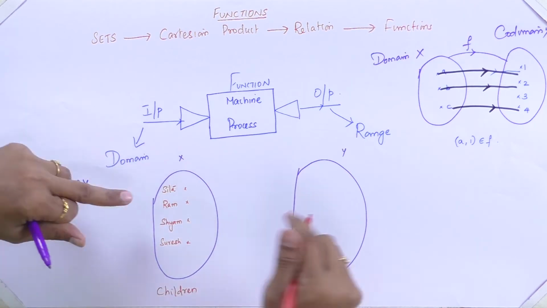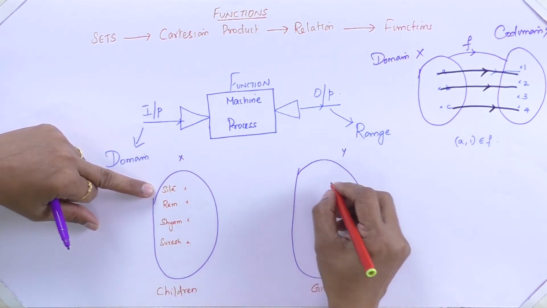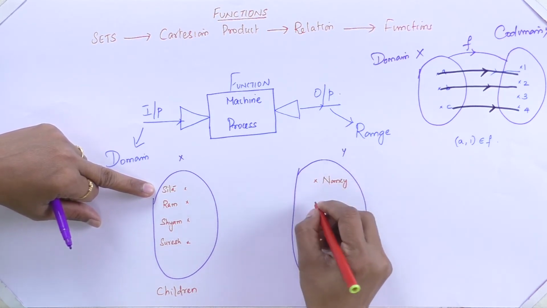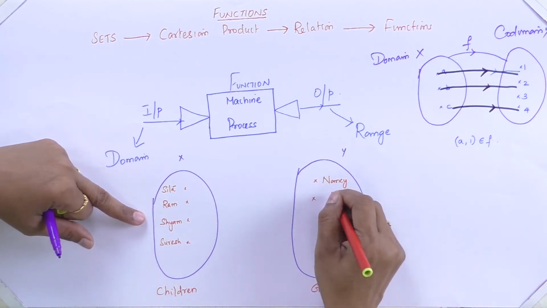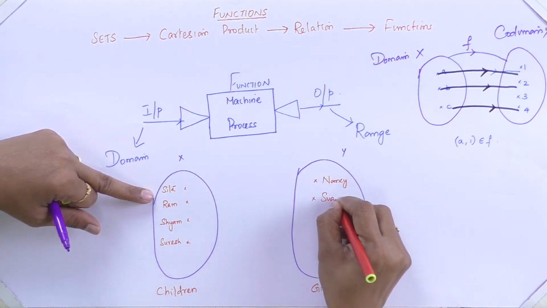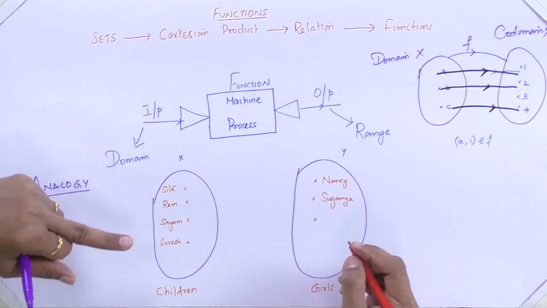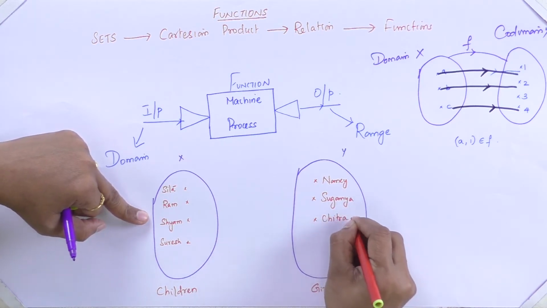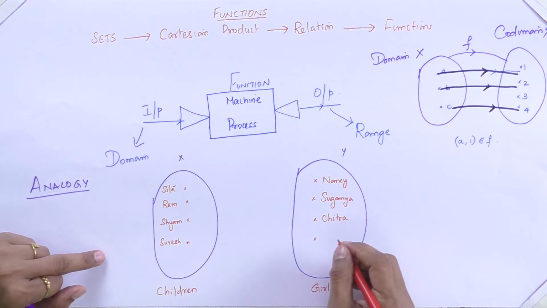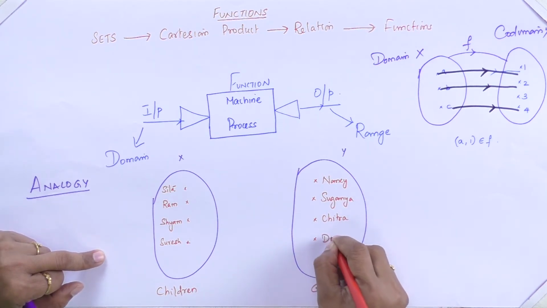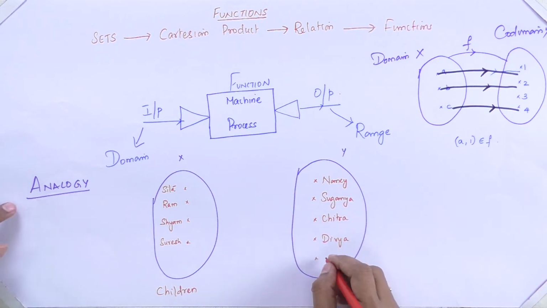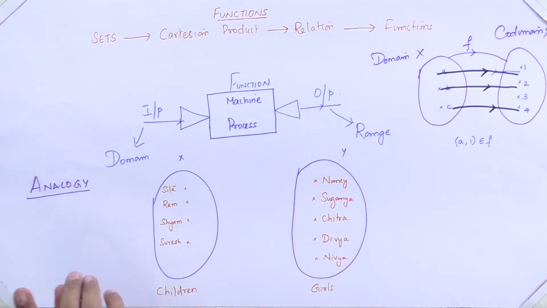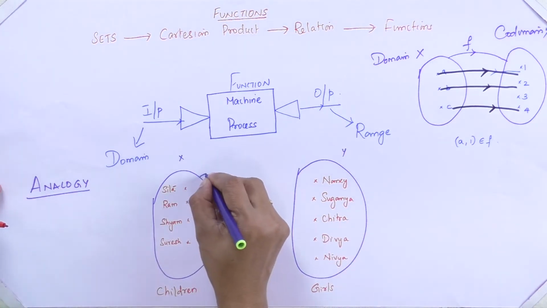All these are the children, and the girls we have here, let them be Nancy, right? So here Suganya, and then here I can have Chitra, then we can have Divya, then Nivya. Right? So now I will give an analogy of this.